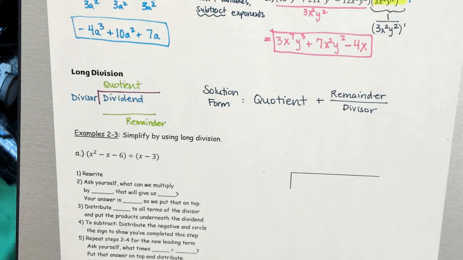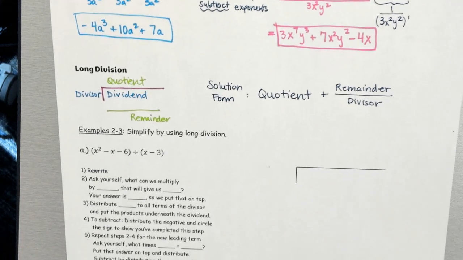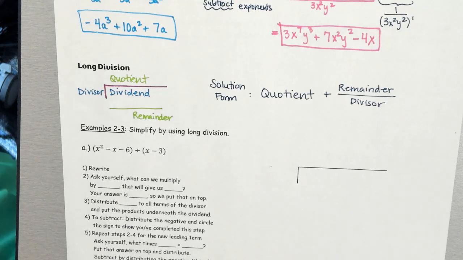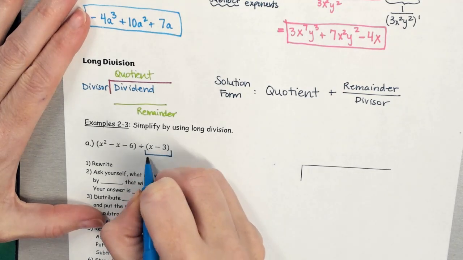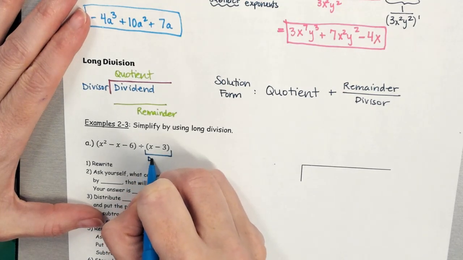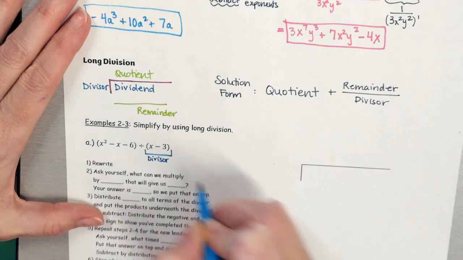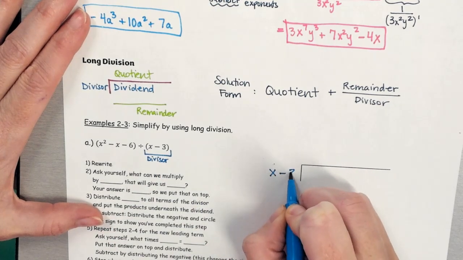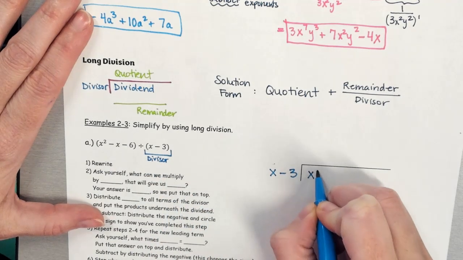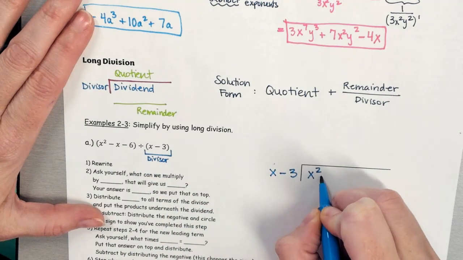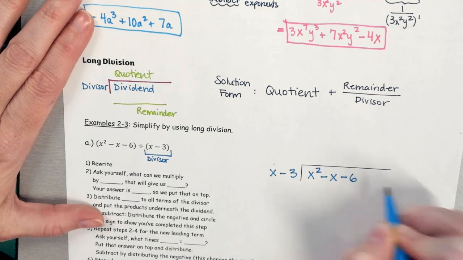Okay, this time our divisor is going to be a polynomial. So it seemed like some of us weren't very comfortable with the long division, so I'm going to go over this step by step. So whatever you're dividing by, this is your divisor. So the x minus 3 is going to go outside. This is going to be your dividend. That's going to go inside. So x squared minus x minus 6.